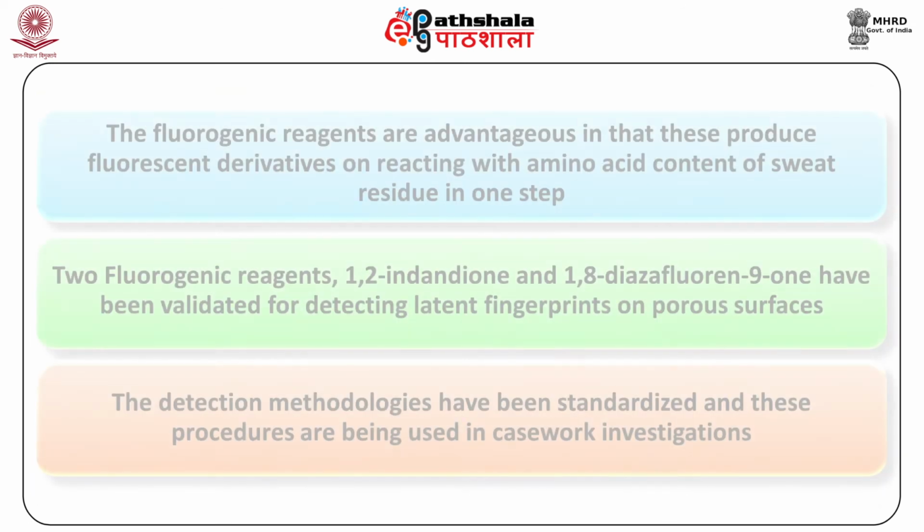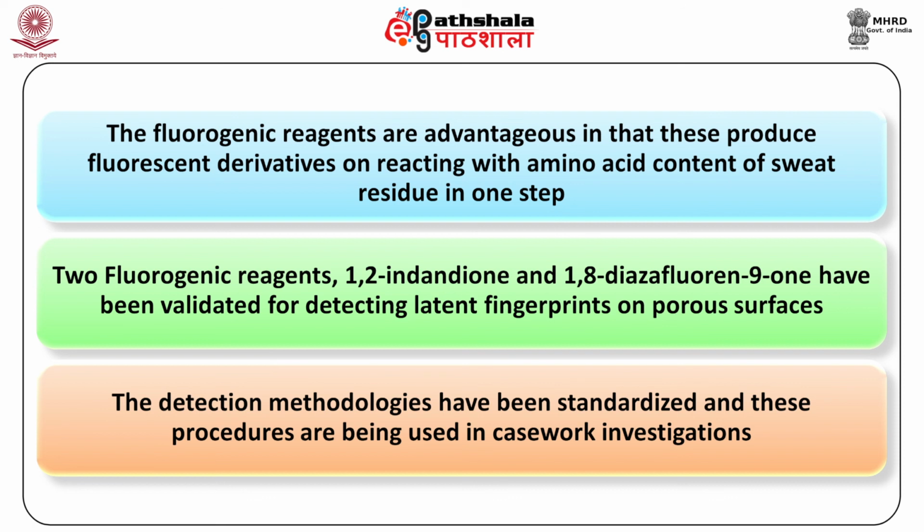Then, we have also learned in this chapter that the fluorogenic reagents are advantageous in that these produce fluorescent derivatives on reacting with amino acid content of sweat residue in only one step. That is how it saves our time as well. And then lastly, we have learned that two fluorogenic reagents, that is 1,2-indandione and 1,8-diazafluorene-9-one, have been validated for detecting latent fingerprints on porous surfaces. The detection methodologies have been standardized, and these procedures are being used in casework investigations.